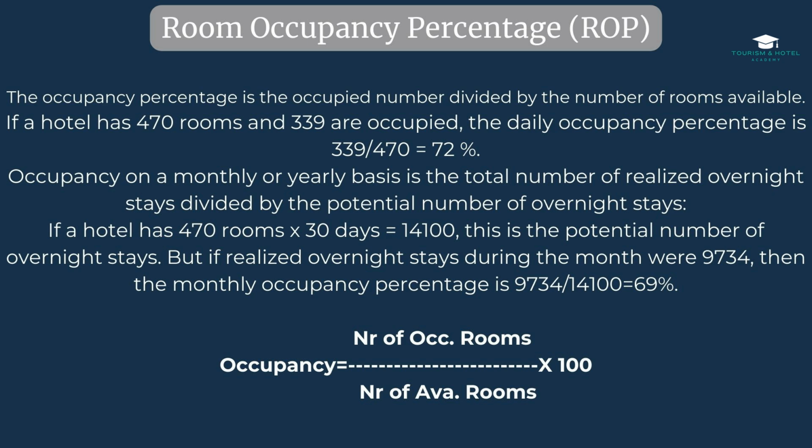So if a hotel has 470 rooms times 30 days equals 14,100. This is the potential number of overnight stays. But if realized overnight stays during the month were 9,734, then the monthly occupancy percentage is 9,734 divided by 14,100, which equals 69%. So, occupancy equals number of occupied rooms divided by number of available rooms times 100.